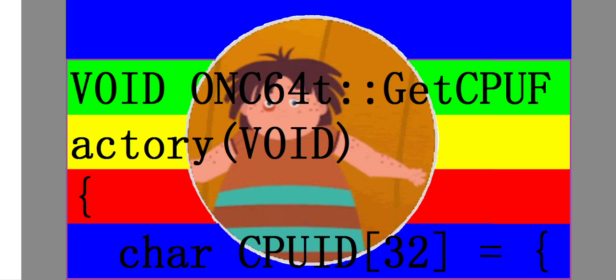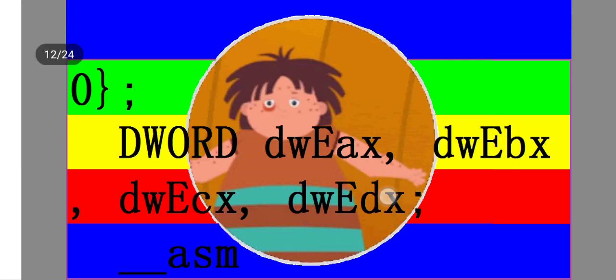Void ONC64T::GetCPUFactory void, char CPU at D 62, char CPU at D 62 equals initialized curly bracket 0 semicolon. DWORD DWEAX. EX means register in CPU.